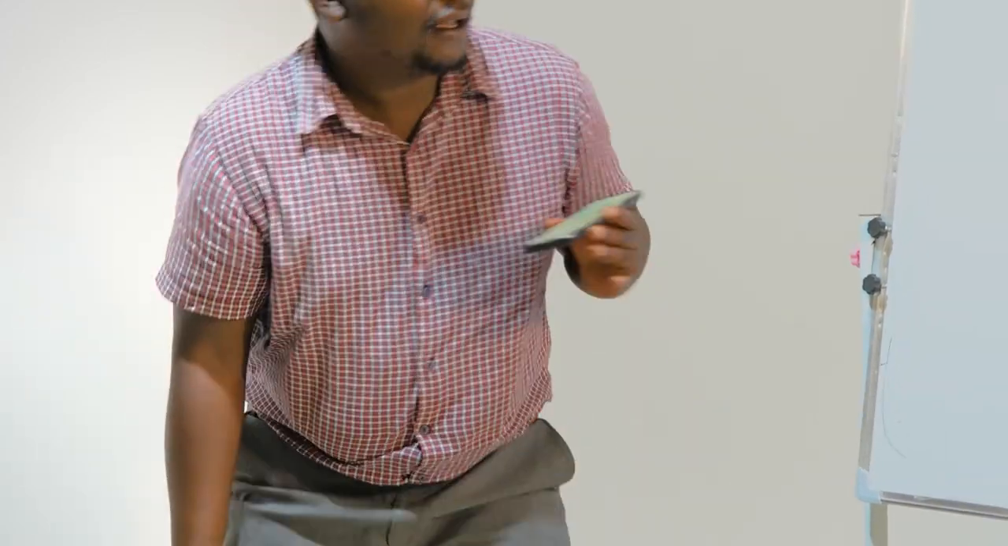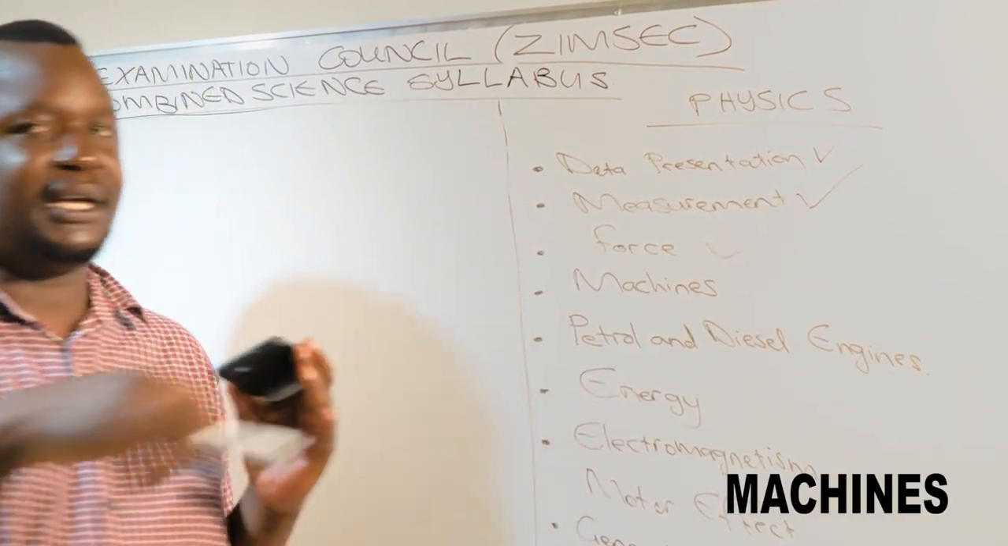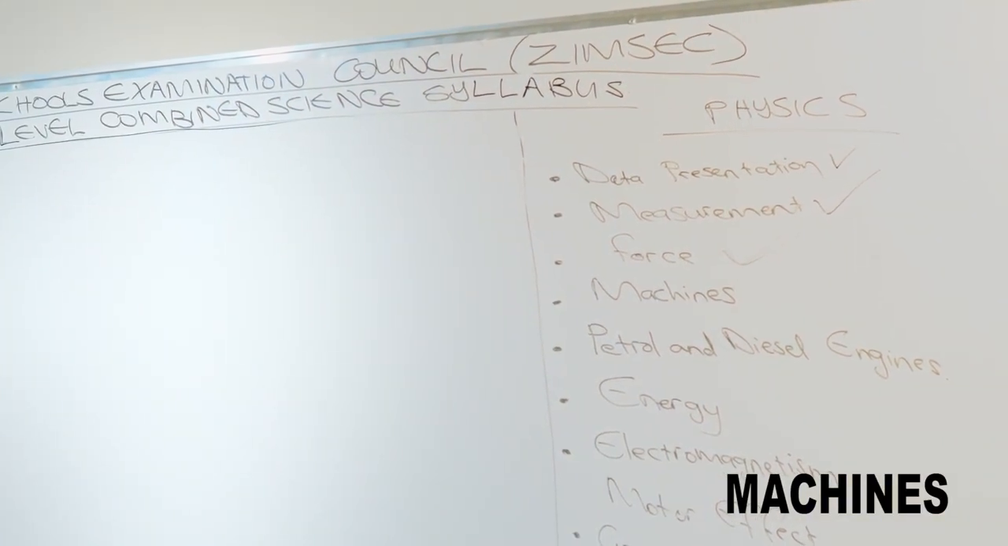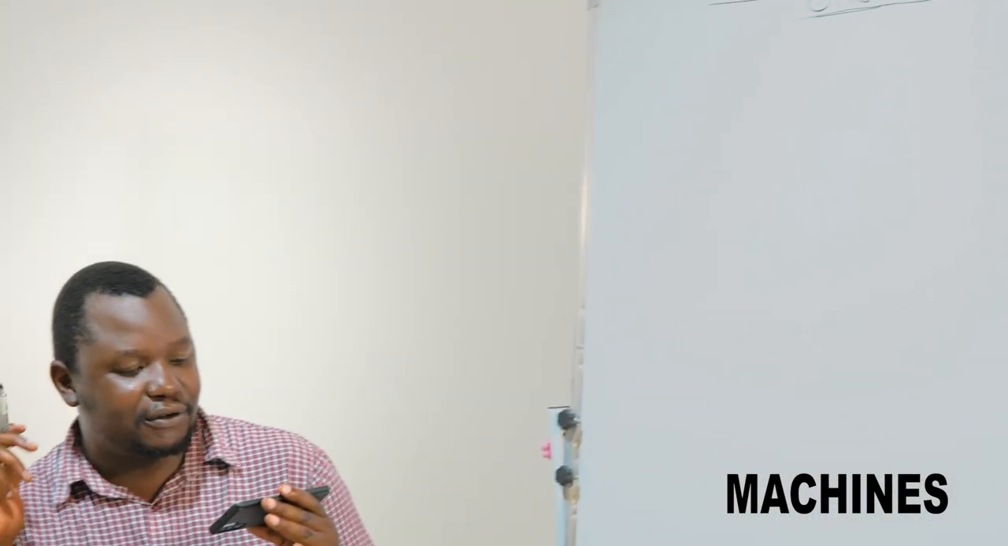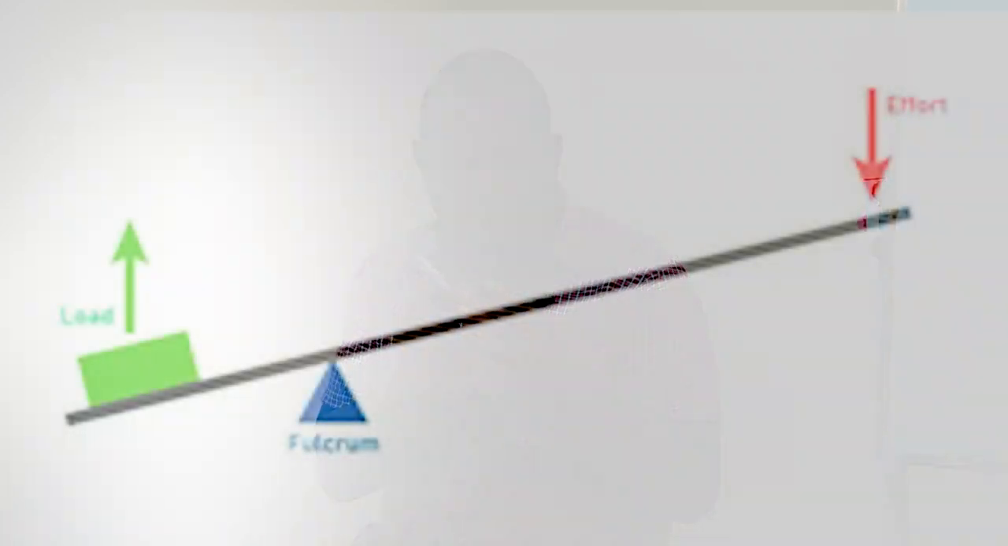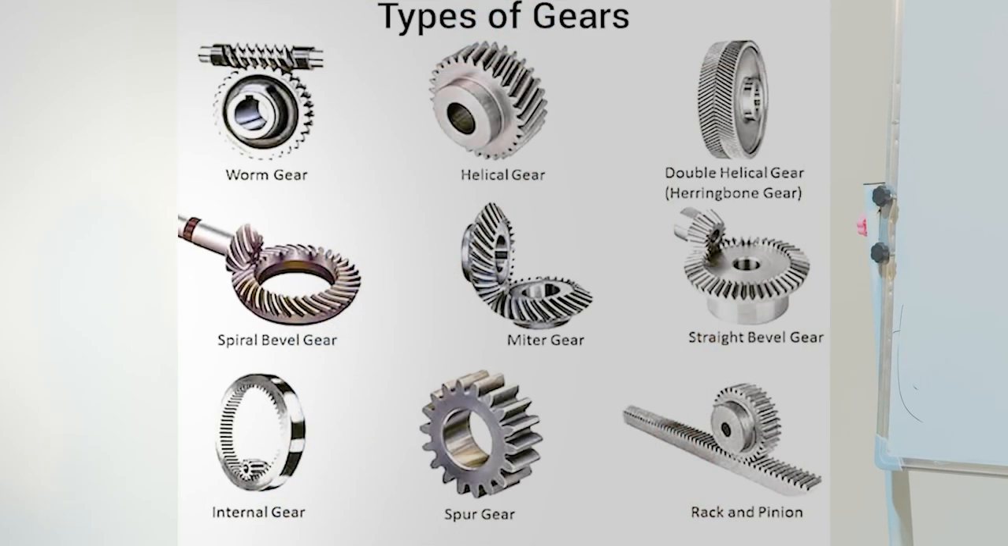Next concept, machines. By definition, a machine is any device that makes work easier. First, we need to describe the uses and applications of machines. We also need to determine mechanical advantage, velocity ratio, and efficiency of machines, particularly levers, inclined planes, pulleys, and gears. Those are the main different machines.